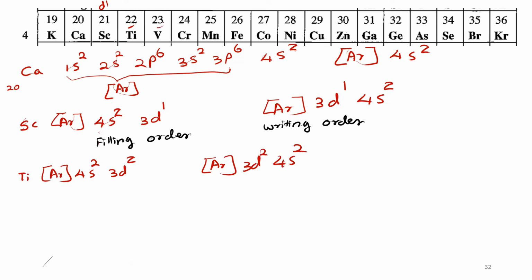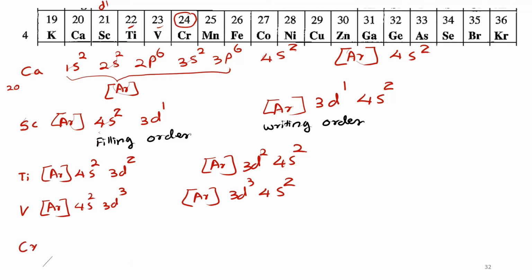And then the next element is vanadium. Again, I can write it as 4s2 3d3 as it fills, but I can write it as 3d3 4s2. Next comes the issue. Chromium. Now this is kind of a favorite part when they come to test. When you write chromium, you might follow the same trend. You can put argon 4s2, and you might write 3d4.